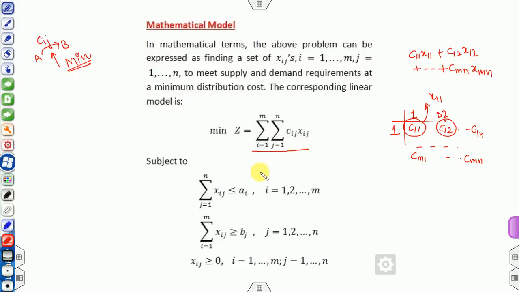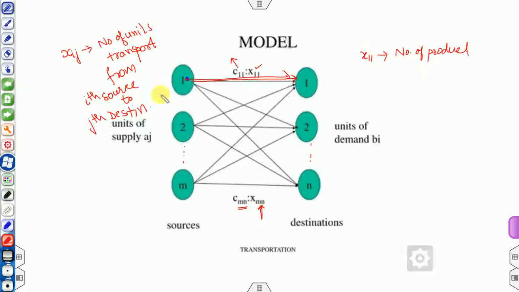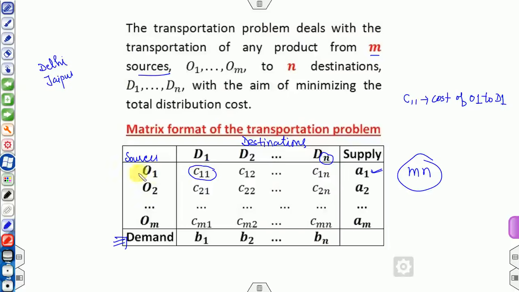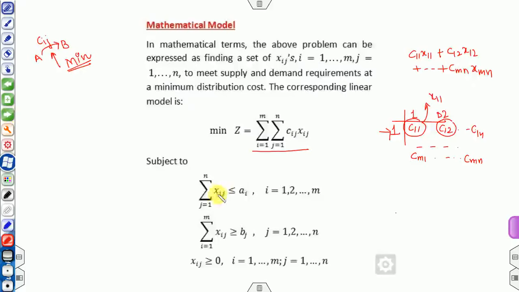So what are the restrictions on that? That is the maximum supply. Look at that: the maximum supply of O1 is A1, the maximum supply of O2 is A2. This is the maximum supply. So the constraints are that you have to put the supply X11, X12 and so on less than or equal to this, and second, greater than or equal to the demand, and Xij are greater than or equal to 0.